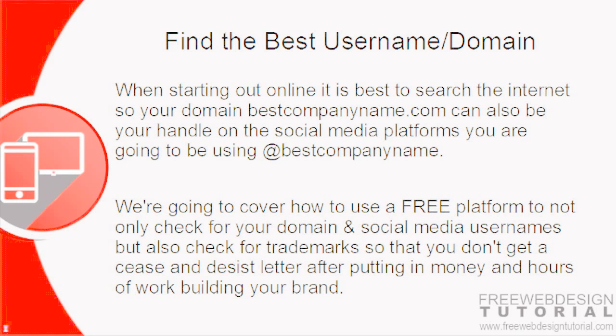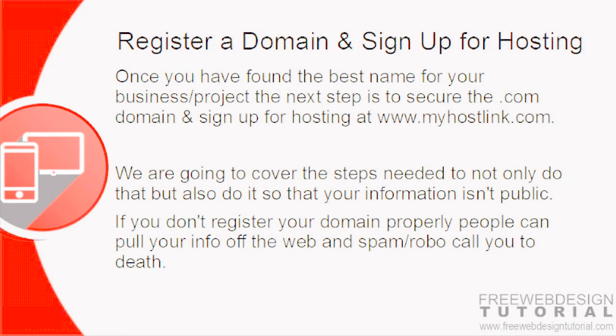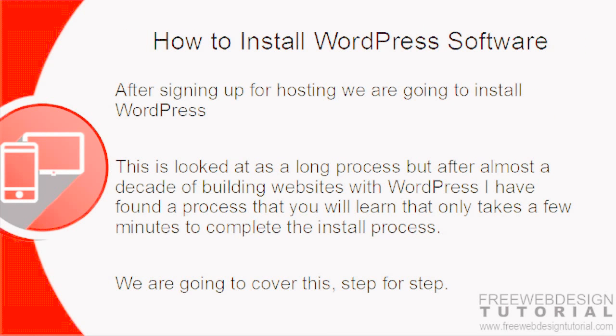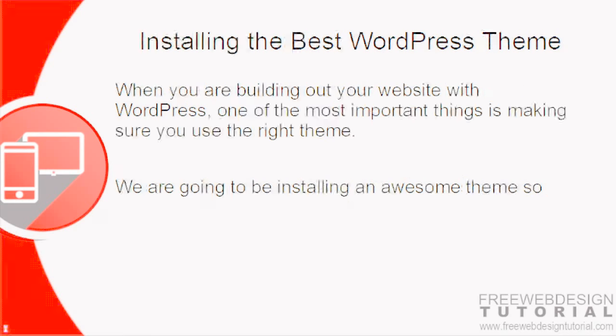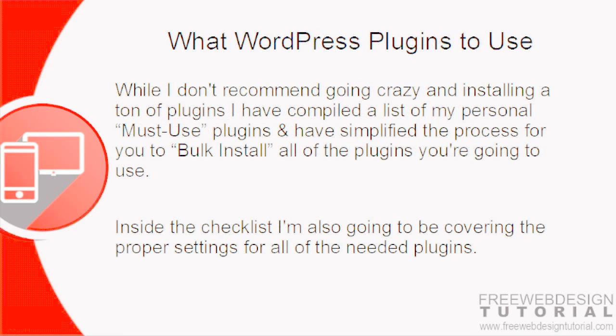The next thing we're going to cover is once you find that name, we're going to go through and register for hosting and your domain and get everything set up for that domain. Then after we do that, we're going to walk through the steps to install the WordPress software, which is the free software that comes with the hosting account, so you can actually build out your website using the WordPress software. And inside of that, we're going to be installing the WordPress theme that we're going to use to build a completely responsive mobile website.